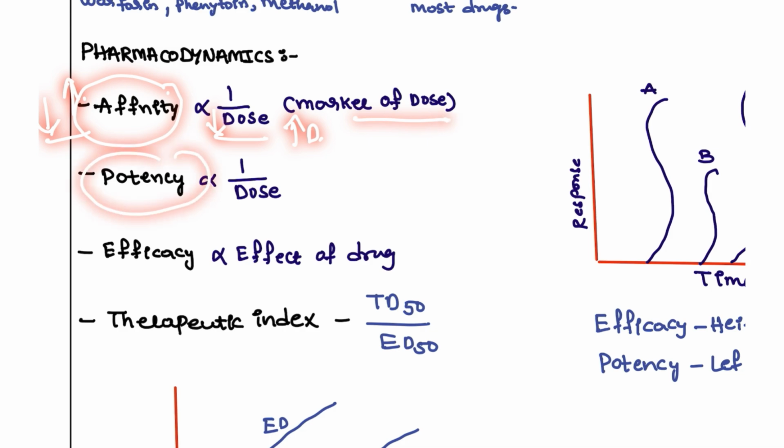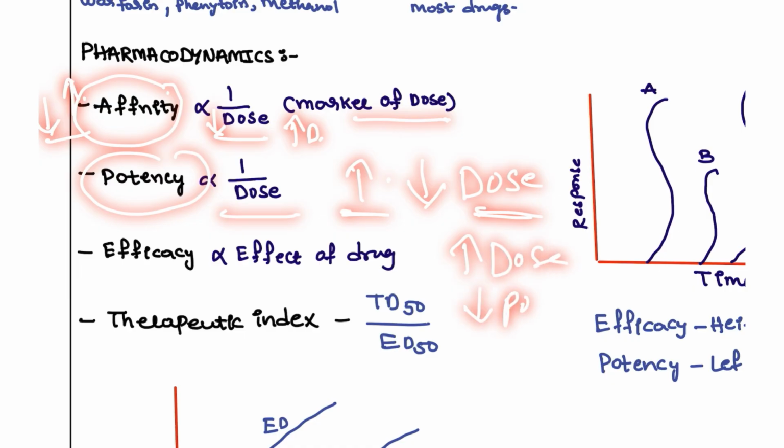Next, potency, also inversely proportional to the dose. If you give a more potent drug, that means the drug acts in very low doses only. It should be more potent at lower doses. If there is a higher dose, it is likely to be less potent. And the efficacy is directly proportional to the effect of the drug.